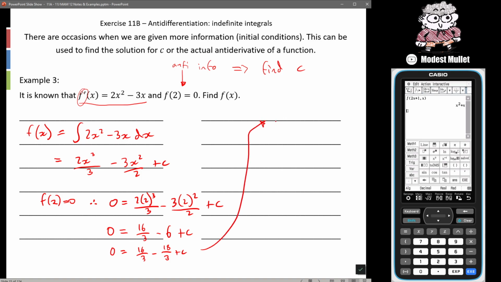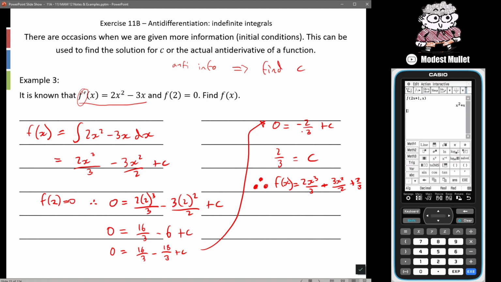Just going to come up over here. So now we get 0 is equal to negative 2 on 3 plus c. So c, or we could take the negative 2 on 3 across, is equal to c. Therefore, using that initial condition, that info about f of x, we can say that f of x is only the function 2x cubed on 3 minus 3x squared on 2 plus 2/3. As we found, that's what c is.